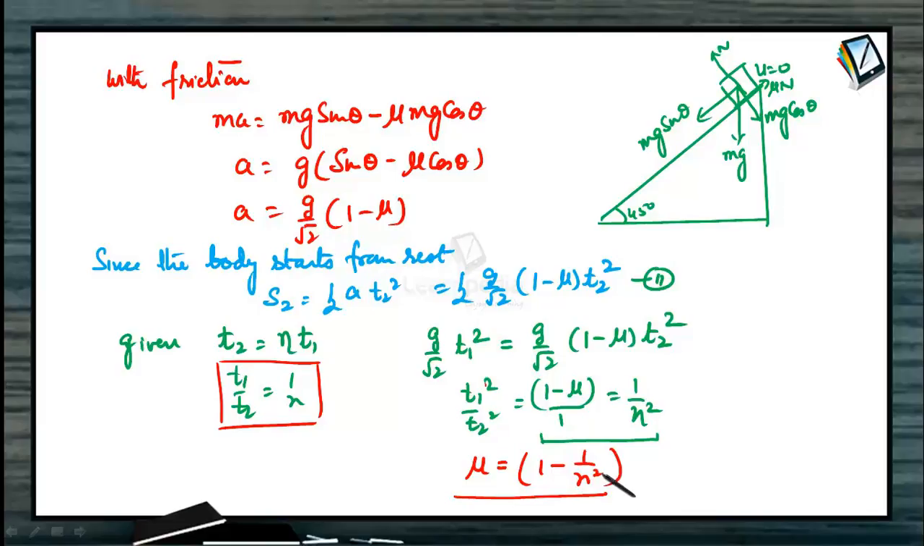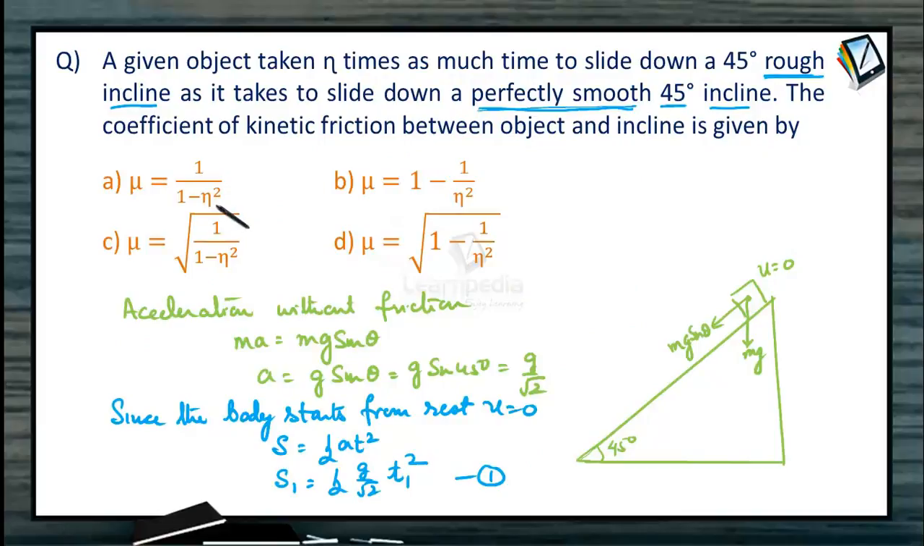So what will be the correct option? Mu is 1 by 1 minus n square. Mu is 1 minus 1 by n square. Mu is root of 1 by 1 minus n square. Mu is root of 1 minus 1 by n square. So the correct option will be 1 minus 1 by n square. Option B is the correct option.